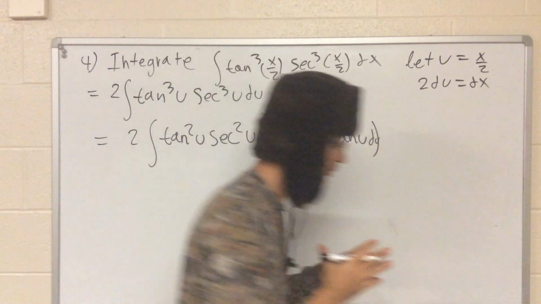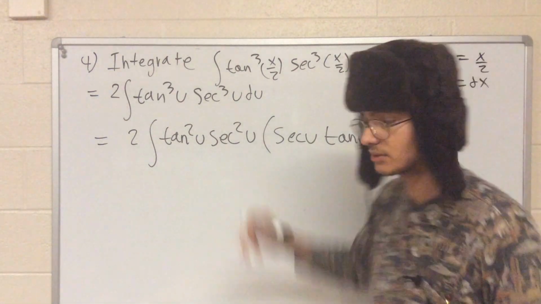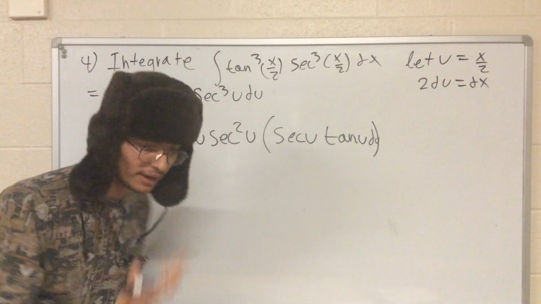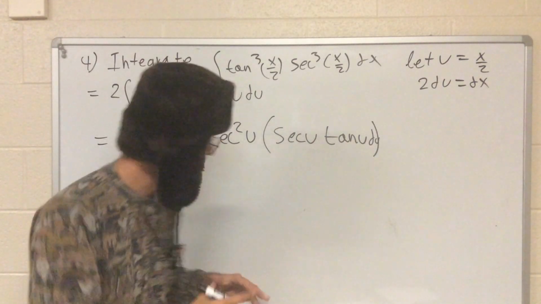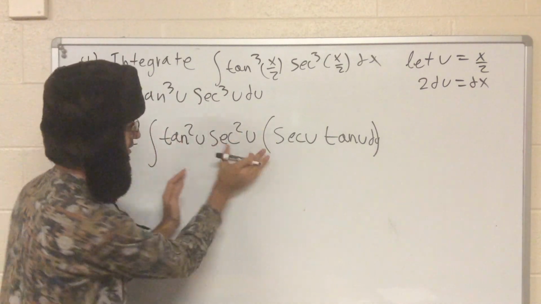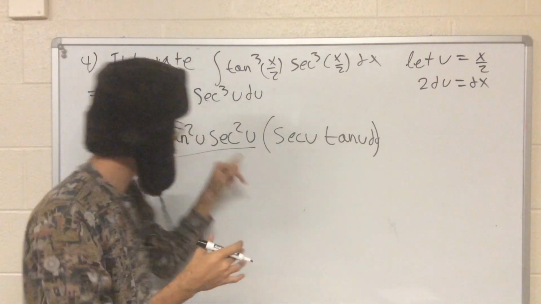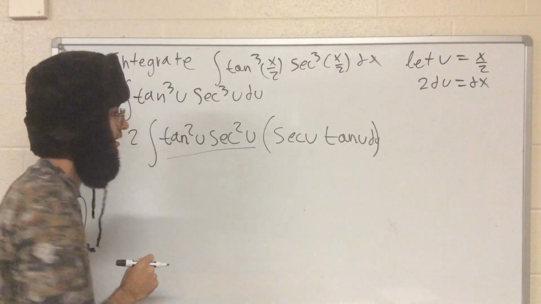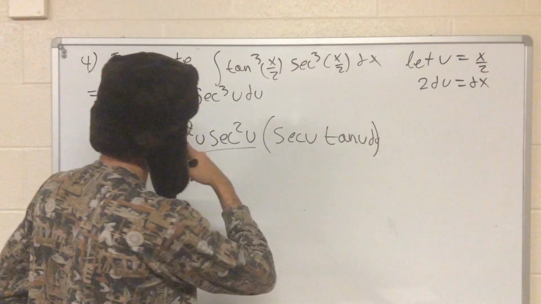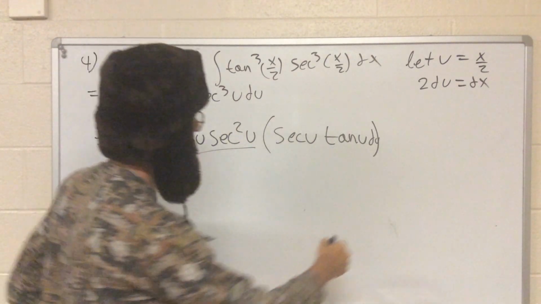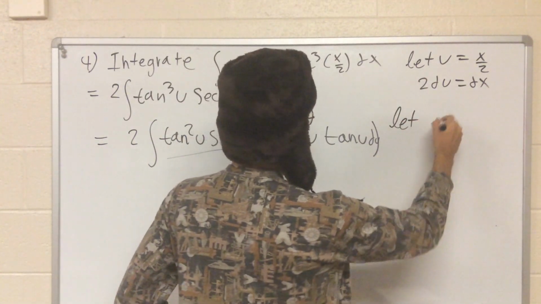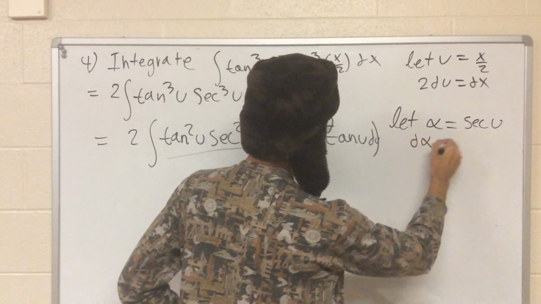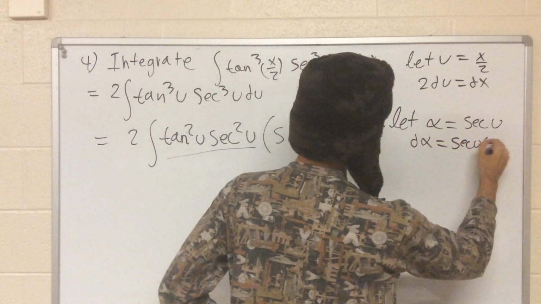And why are we doing this? Well, you will see why. What happens when you take the derivative of secant of u? You get secant tangent, right? So what you're going to do is use trigonometric identities to make sure that everything on this side will be in terms of secant of u. It doesn't matter which power, as long as you can convert this into secant. So how about we make another substitution? Let alpha equal secant of u. That means d alpha equals secant u tangent u du.